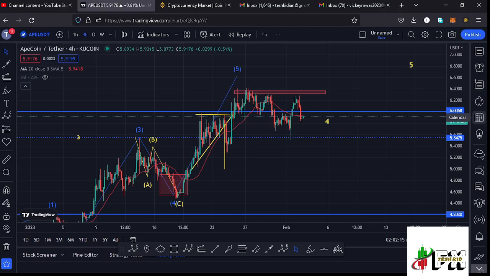We also tried to battle out a key area of resistance yesterday after managing to break above a key area of resistance at around the $6 mark. We continued pushing higher back to around the $6.28 mark before we started this pullback to the lower side, which has given us a break below the key area of support at around the $6 mark.